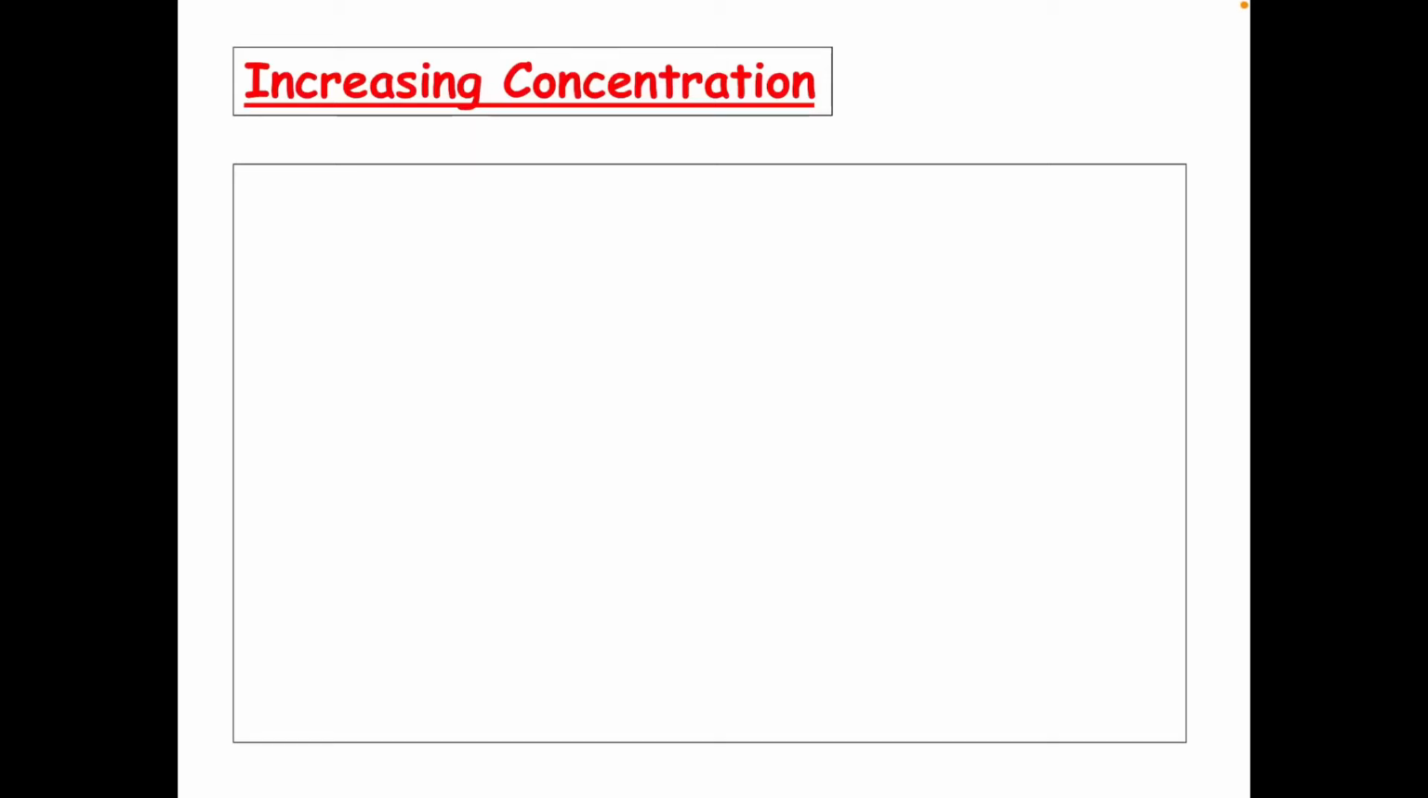Hi there, and today we're going to have a look at some more equilibrium to see what happens when you change the concentration of a substance in the equilibrium mixture. Now, we said before that there was this thing called Le Chatelier's principle, and basically when you have an equilibrium set up, if you do something to it, the equilibrium mixture will change to counteract the change that you've put onto it. So we're going to have a look at what happens when you change the concentration.